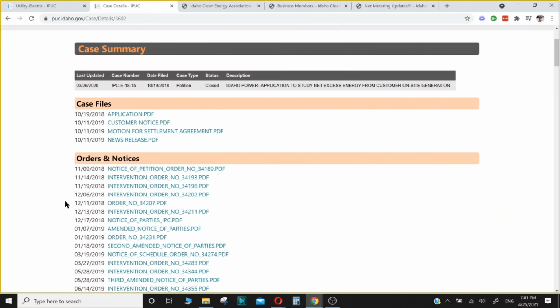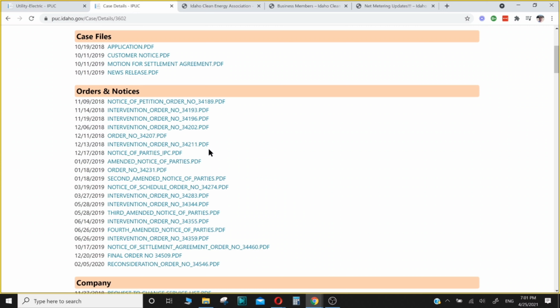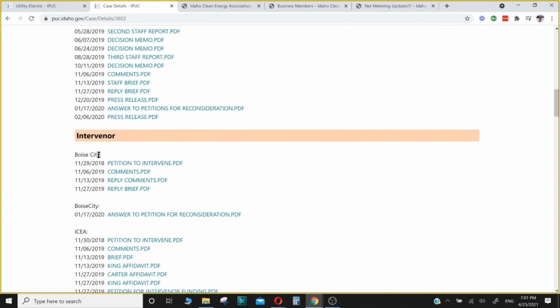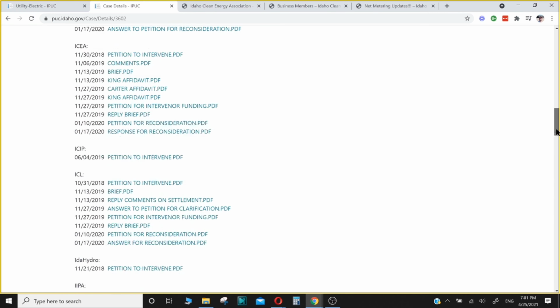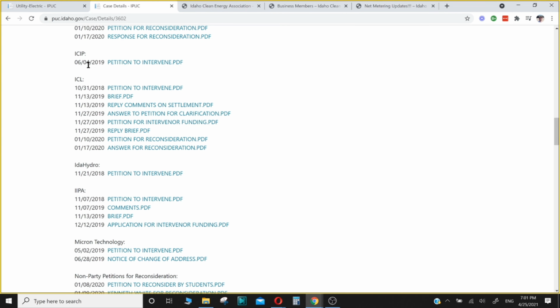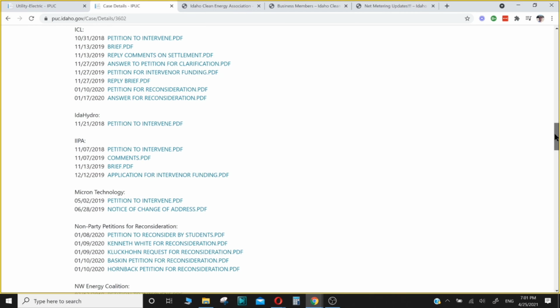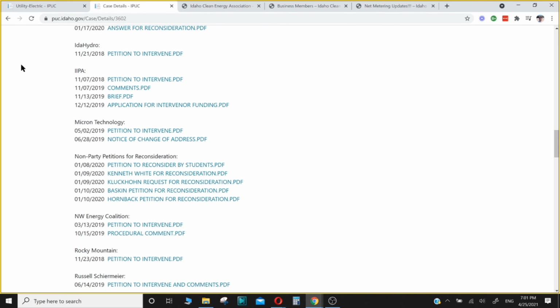But the reason I'm talking about this is just to talk about the organizations that we have in Idaho that intervened, or basically said, hey, we want to know what's going on. We want to be part of what happens in this case. And so if you go down here to the intervener list, you see Boise City, the ICEA, which we'll talk about in just a moment, ICIP, which only did a petition to intervene, ICL, Idaho Conservation League. They're an organization which I really support after seeing what they did in this case. They actually even helped customers greatly with one specific issue, which I'll get to later. And Idaho Hydro, IIPA, that's an irrigation association, Micron even, non-party petitions for reconsideration.